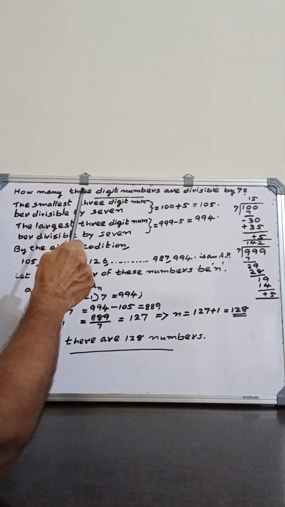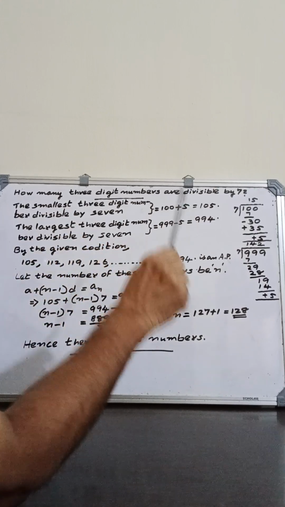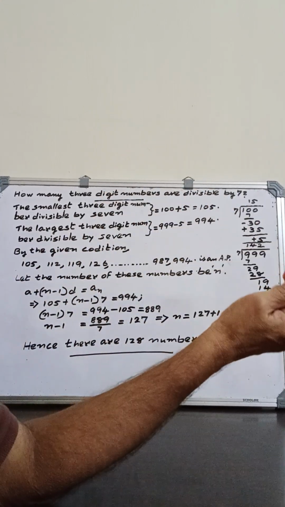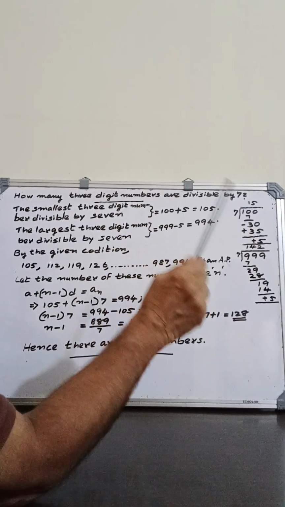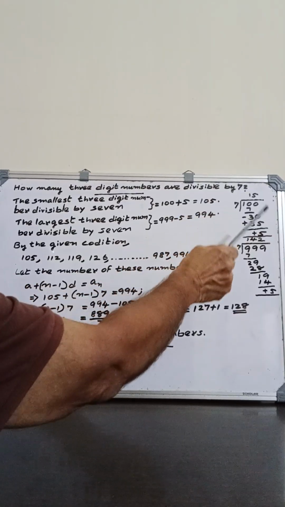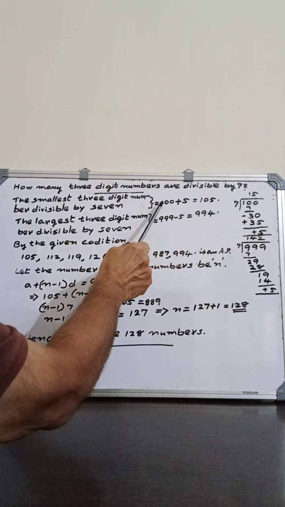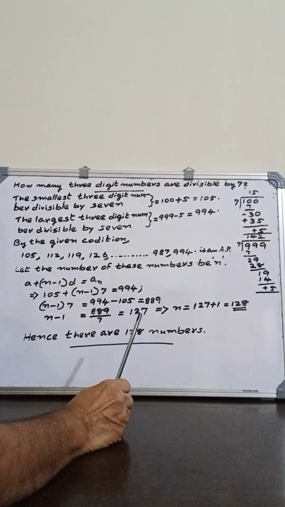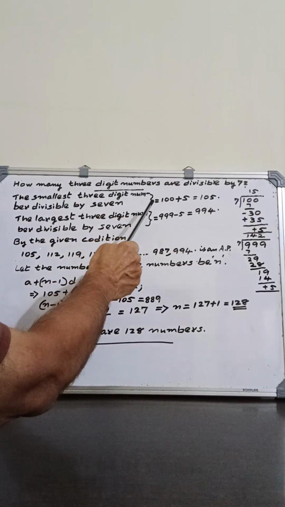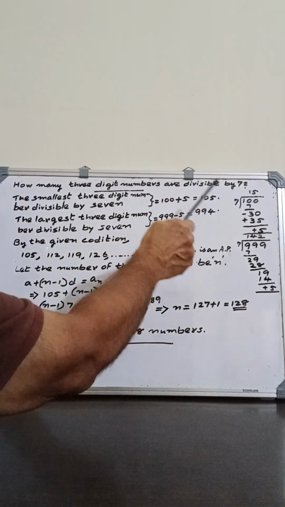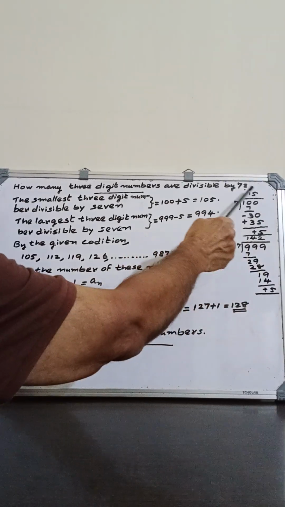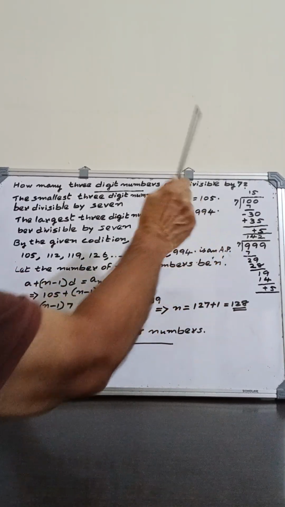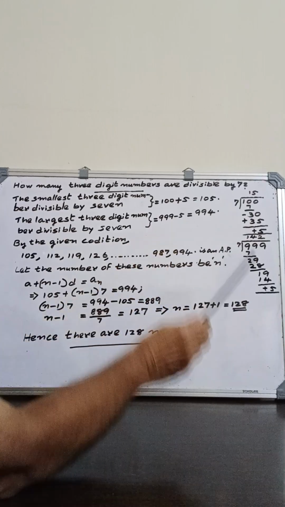Therefore, the smallest three-digit number divisible by 7, from 100 to 999, is 100 plus this remainder 5, that is 105. 105 is divisible by 7. Thus we can trace the first number. This is the procedure to find out the next number divisible by 7.